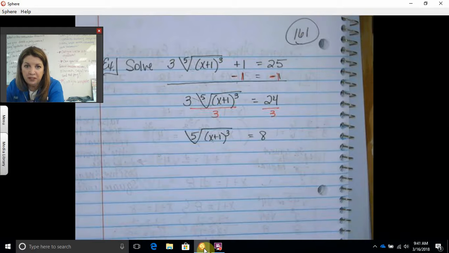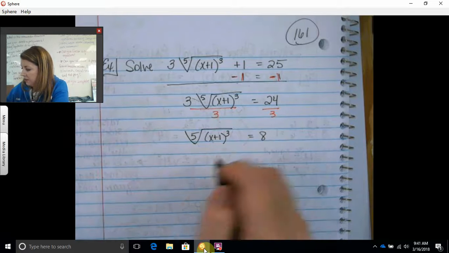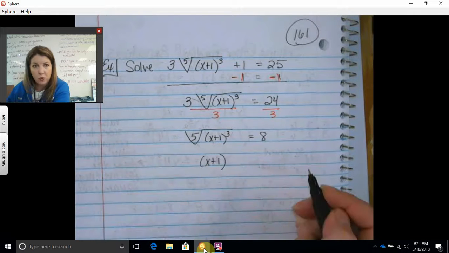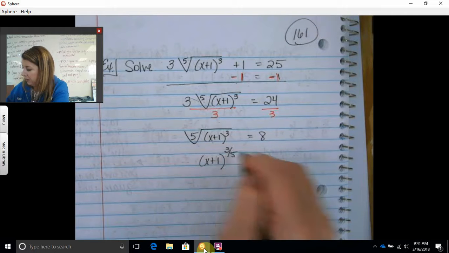How many x plus 1 factors do we have? 3. We need 5. So are we going to be able to take 5 factors of x plus 1? No. Any idea what we could do? We could rewrite it with a rational exponent. Yes, exactly. So we have x plus 1 quantity raised to the 3/5 power equals 8.